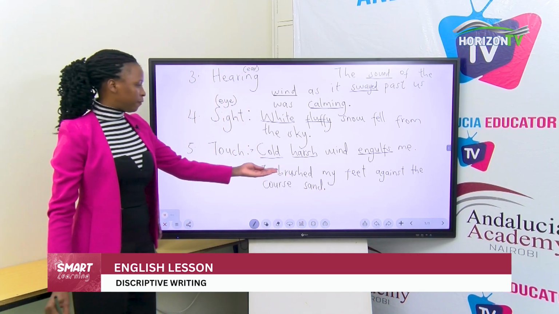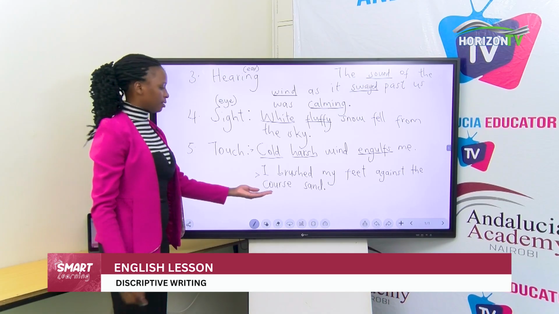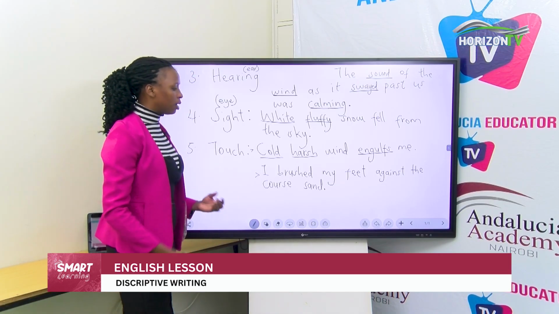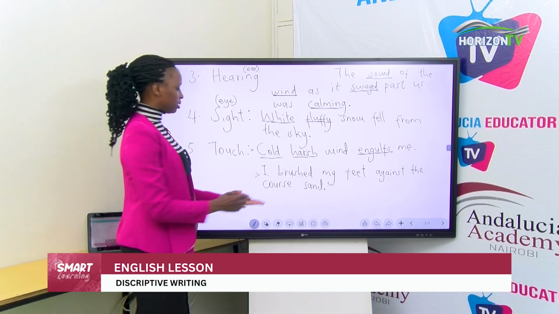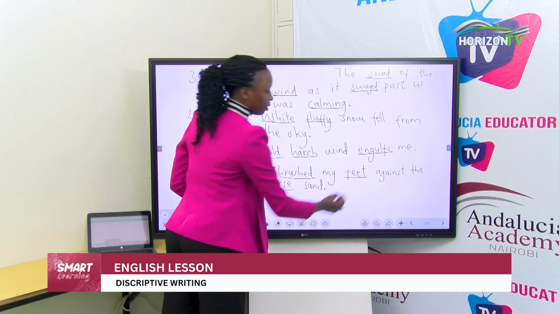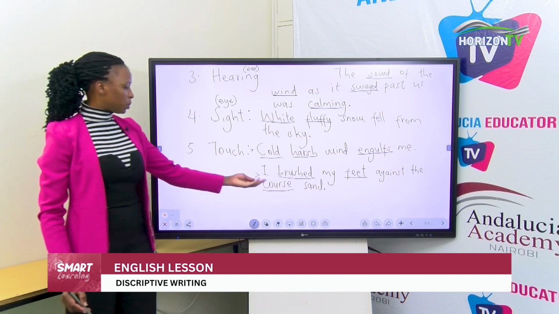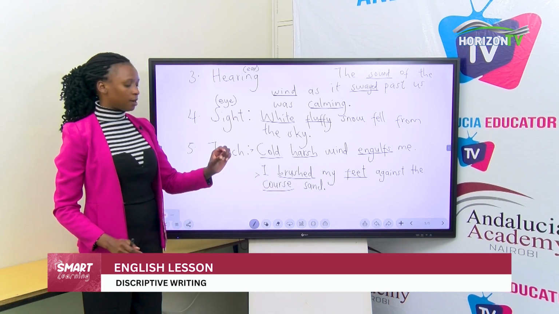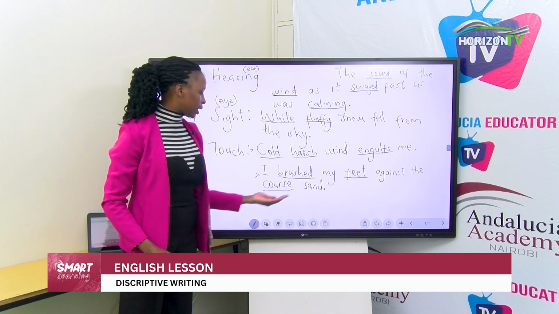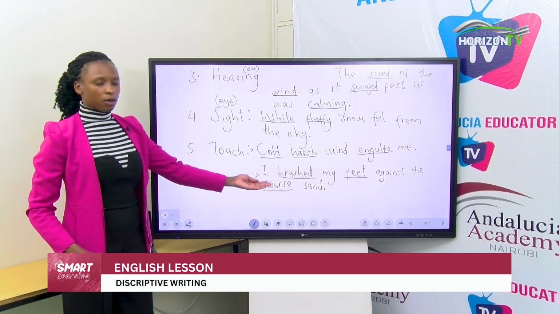I brushed my feet against the coarse sand. You're walking on the beach, or you're just relaxing somewhere that has sand, and coarse sand, the coarse there and the brushing there, and we have your feet there. These are the key terms, but most importantly, the coarse sand. The coarse sand is a little bit rough compared to a smooth one. So we're having, I brushed my feet against the coarse sand, wherever you are.